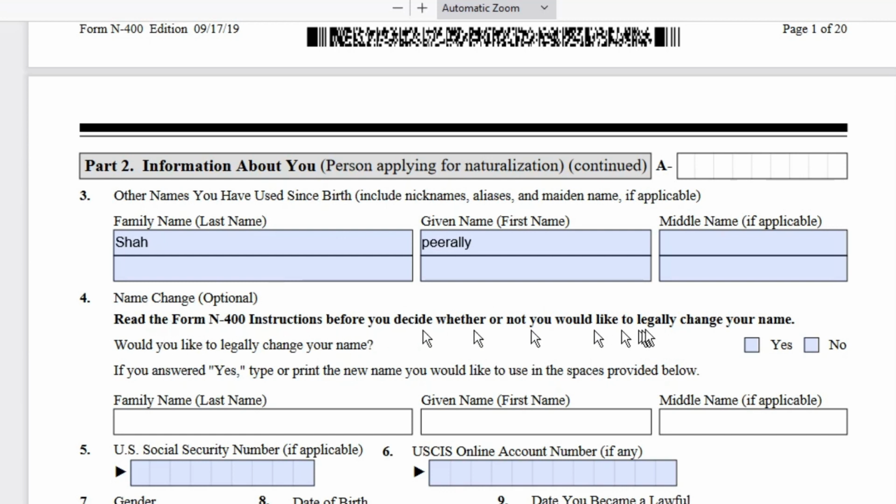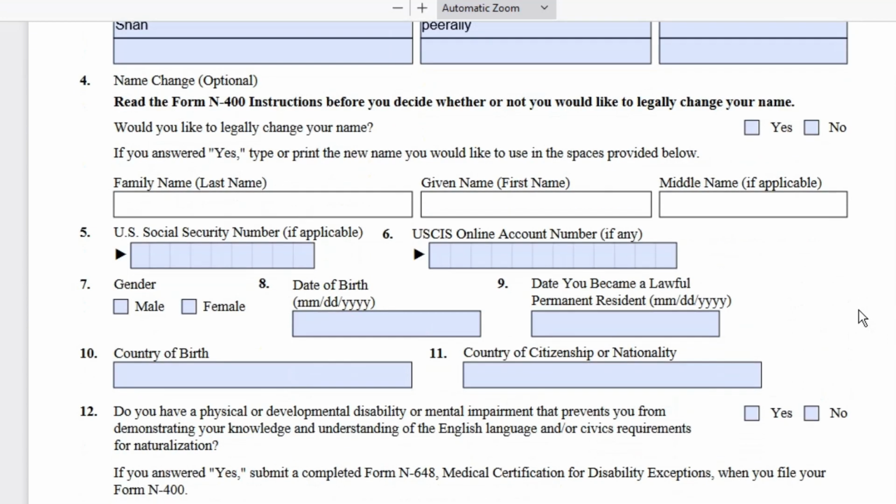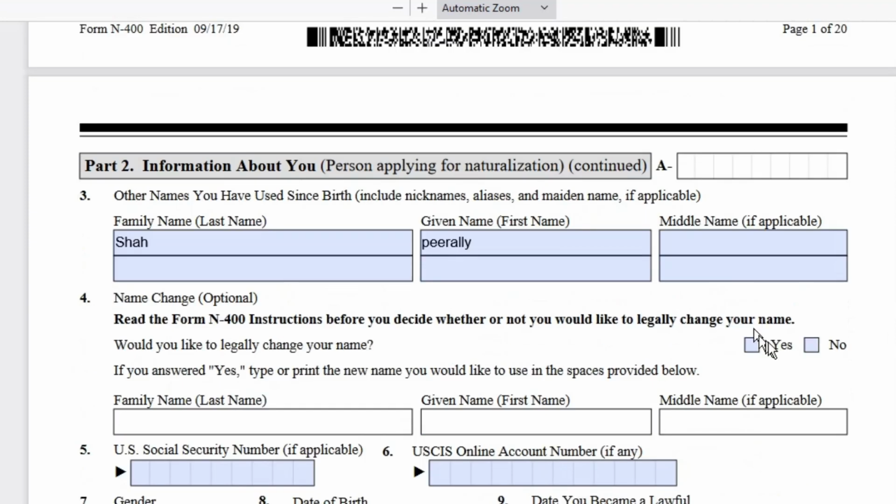Then it asks you to read the instructions. Would you like to legally change your name? That's usually for married couples, and if they're divorced or they want to do it a different way, then you can put that. But you cannot just go there and pick any name. It won't work, okay? You will have to have a court order.